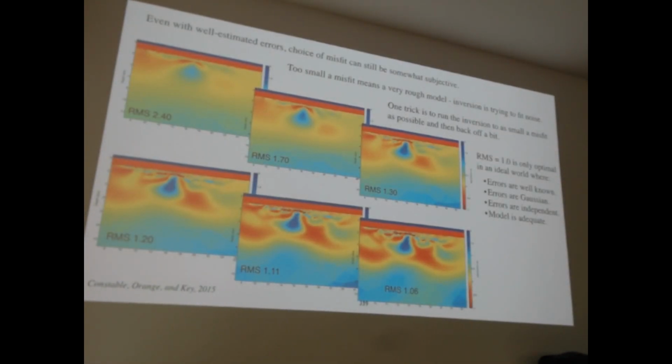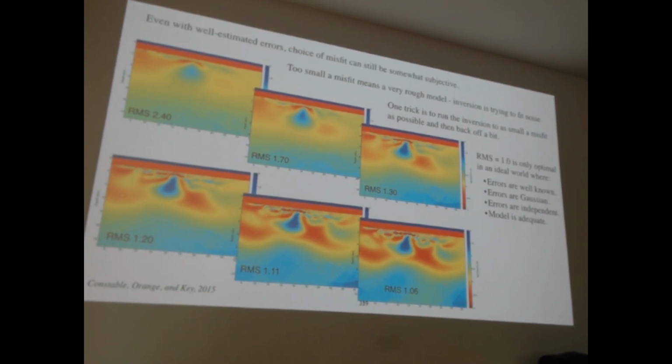So choosing the misfit is sometimes subjective. If you've got good data errors and your model really is 2D, and you've coded it up properly, then maybe RMS 1 is good. But often you don't. Often your model isn't two-dimensional or your data errors aren't well estimated.